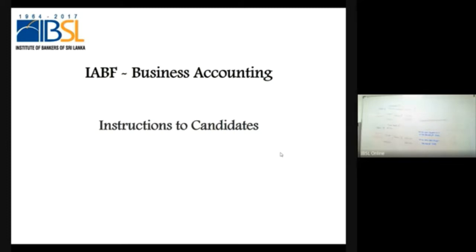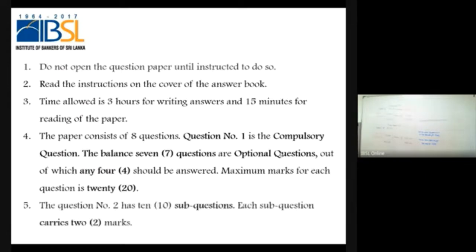Mostly what will happen is, these are some basic ones. But what is more important is, your paper will consist of 8 questions. Out of the 8 questions, question number 1 will be compulsory. So before you start doing the paper, just have a look at these instructions to see which question is compulsory. That is very important. You need to understand which question is compulsory, right?